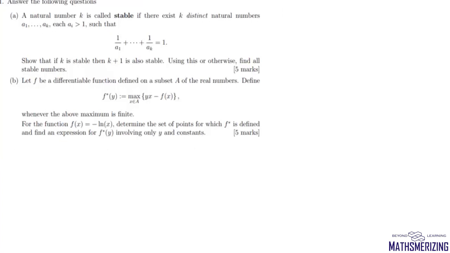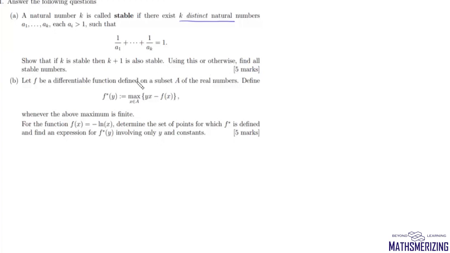Now we'll come to part B questions, and it says a natural number k is called stable if there exist k distinct natural numbers a1, a2, ak, each ai greater than 1 such that 1 upon a1 plus 1 upon a2 plus 1 upon ak is equal to 1. So it says that show that if k is stable, then k plus 1 is also stable. Using this or otherwise, find all the stable numbers.